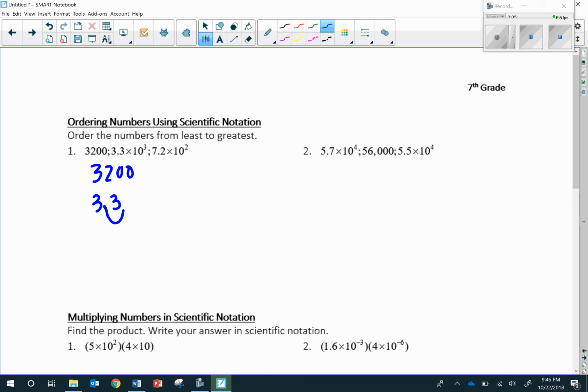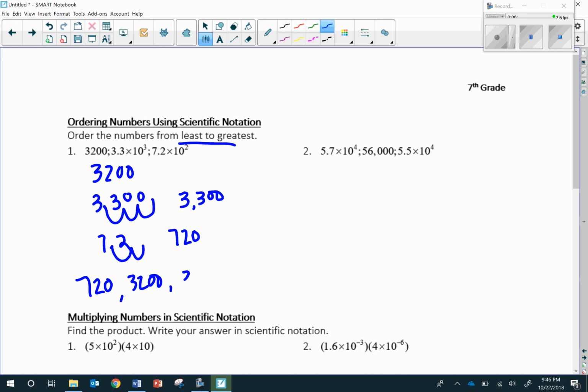So I'm going to move it 3 places, 1, 2, 3. That number is 3,300. Last but not least, I have 7.2 times 10 squared, so move it 2 places to the right, 1, 2. That leaves me an answer of 720. If I were to write these in order from least to greatest, I would have 720, 3,200, 3,300. Those are the numbers in standard form written from least to greatest.